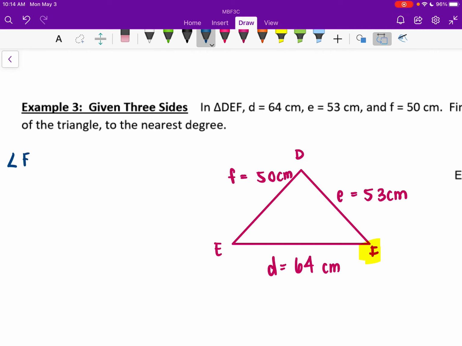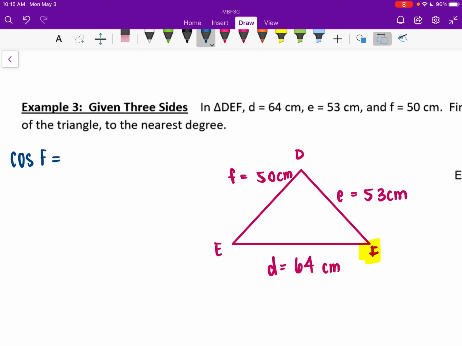So angle F, and it says to find each of them, right? So we have to do this a few times. So in order to find angle F, we're going to have to use cosine law. So I'm going to use cosine F is equal to, right? And it's the same as A squared plus B squared minus C squared.